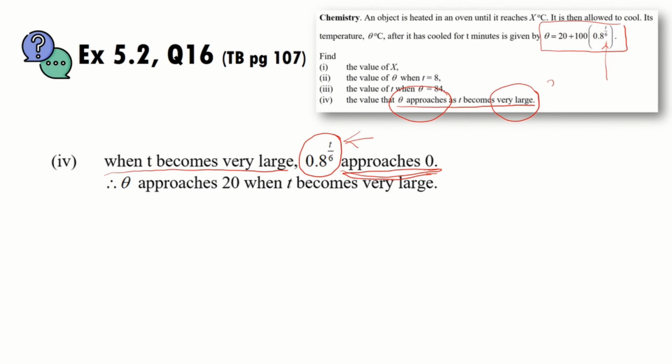So, when t becomes very large, we observe that 0.8 to the power of t over 6 is approximately 0, or to be exact, approaches 0. Because it is approaching 0, we will find that from the equation itself, this section here ends up becoming 0 because 100 times 0 will be 0. Hence, theta actually approaches 20 when t becomes very large. I would like to emphasize the word approaching. It is not the same as equal. So this is the answer to the question.